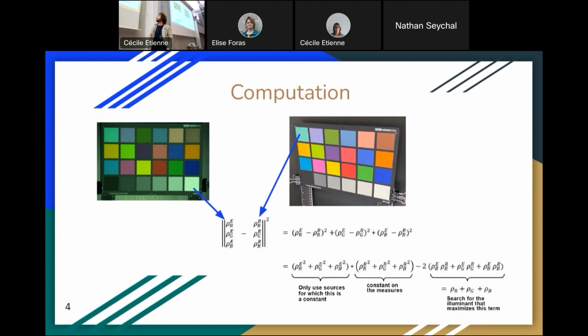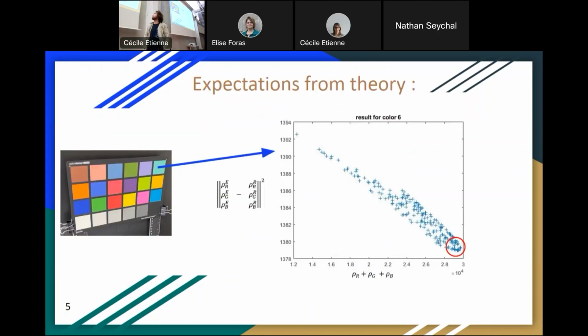And this term will be constant because of our hypothesis. The second one is constant on the measure, and the last one can be written as the sum of the RGB values on the sensor. And in theory, when we plot this norm squared in terms of the sum of the RGB values, we get this kind of graph. And our goal is to minimize this norm to find when we are the closest for the 2 colors. So we are in this zone just right here.